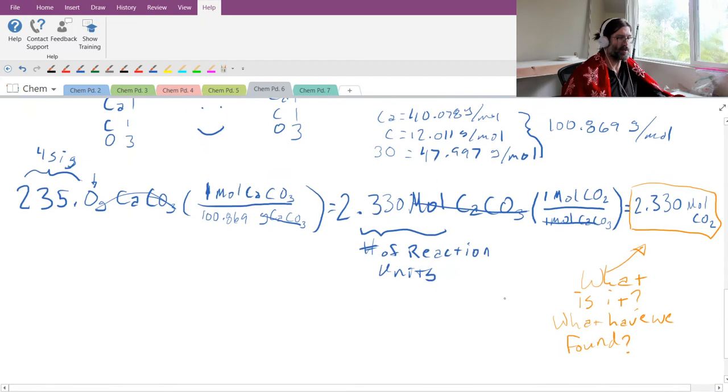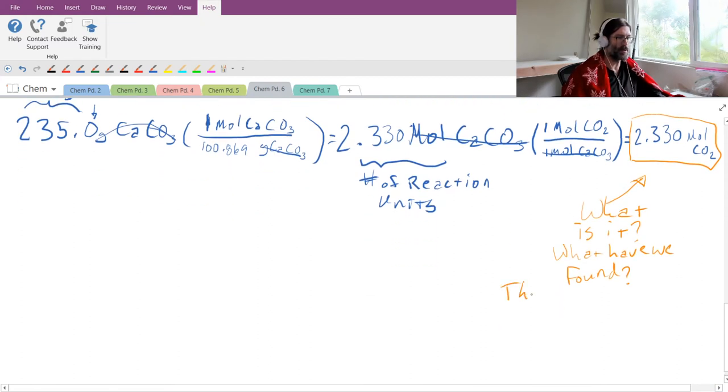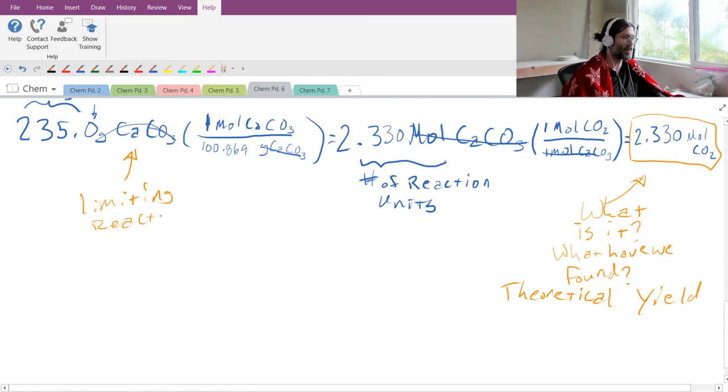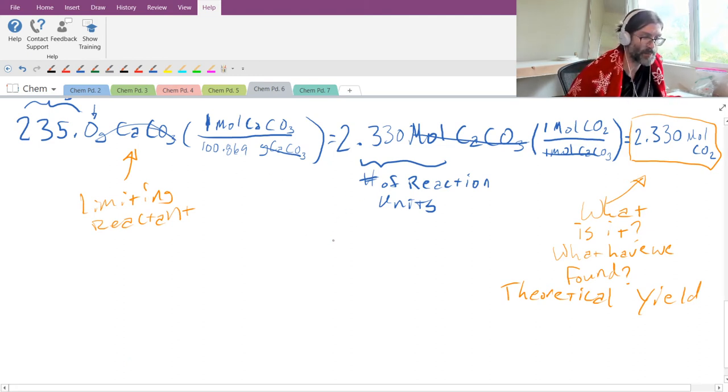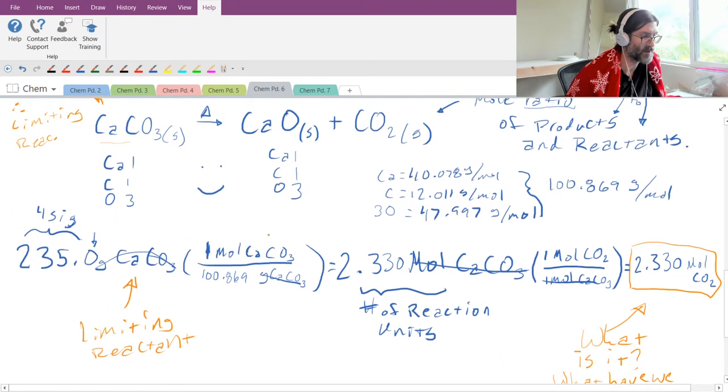So what we have here is the theoretical yield. It comes from the limiting reagent or limiting reactant. We could have known this was the limit, because it's the only option; nothing else is going to be limiting the reaction. But this is our theoretical yield. It's how much CO2 we can possibly get out of our reaction.